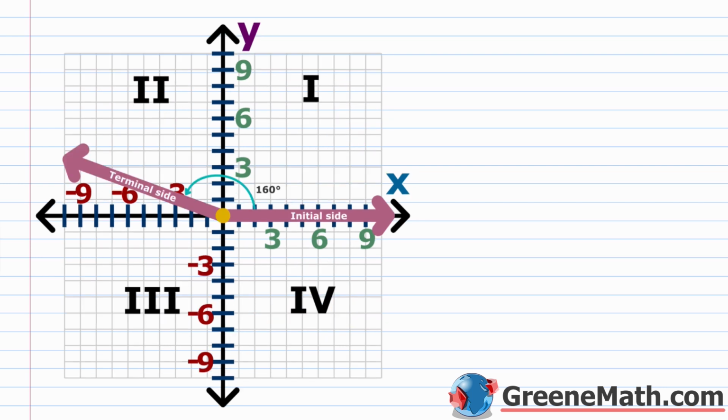That might be a question for you on your test. Another quick example: we have another angle in standard position. Again, the vertex is at the origin, and the initial side is on the positive x-axis. This guy is a 160-degree angle, so it's an obtuse angle, and it's going to lie in quadrant 2, because that's where its terminal side is.